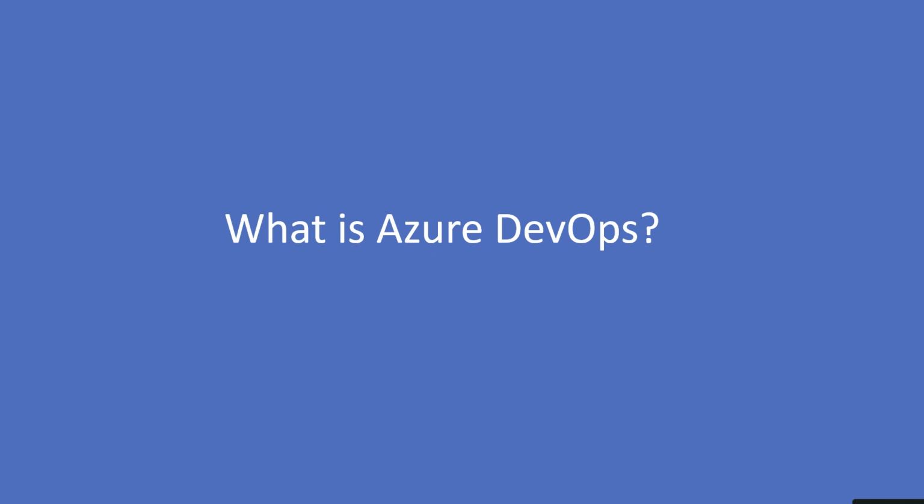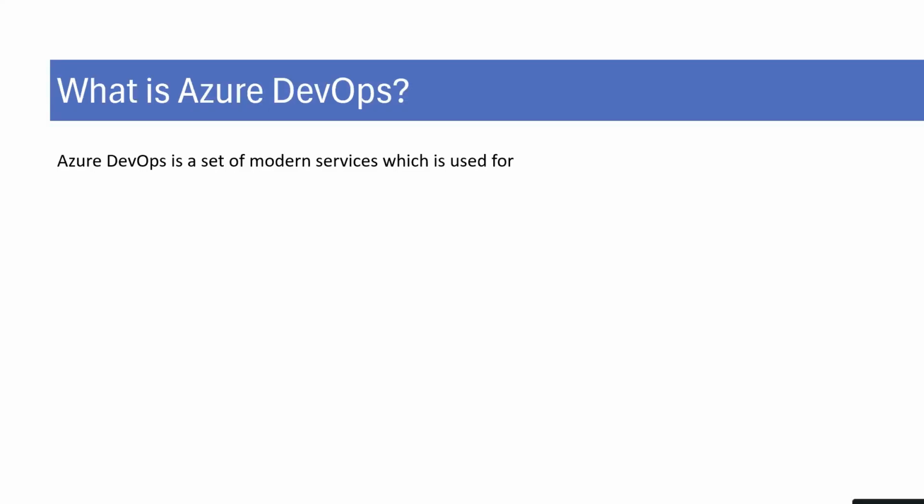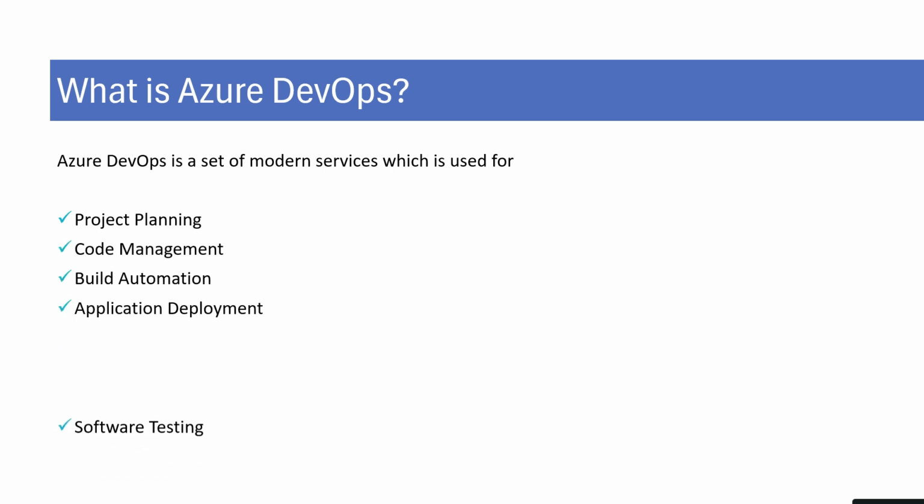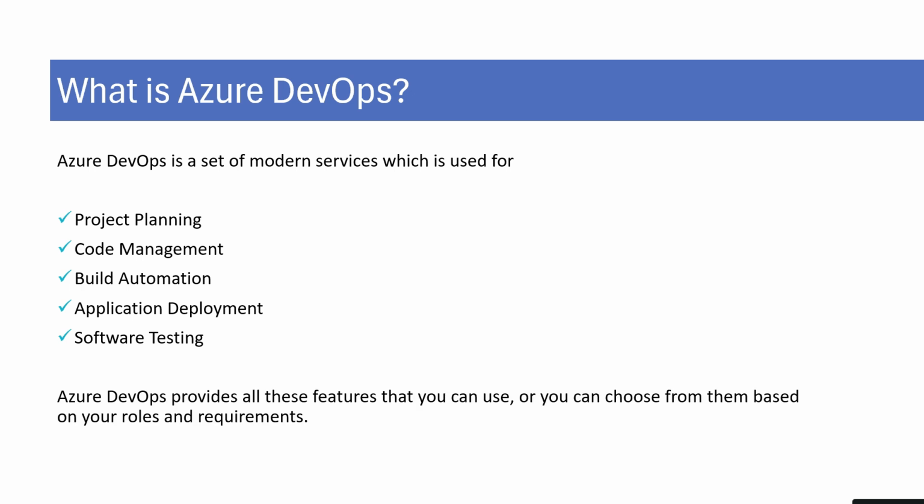So what exactly is Azure DevOps? It is a modern set of services from Microsoft that streamlines project planning, code management, build automation, application deployment, and software testing. Azure DevOps provides all these features that you can use or you can choose from them based on your roles and requirements. Whether you are a project manager or a developer or a tester, Azure DevOps has something for everyone. That's the beauty of it.